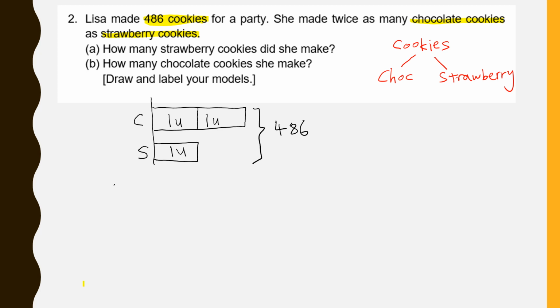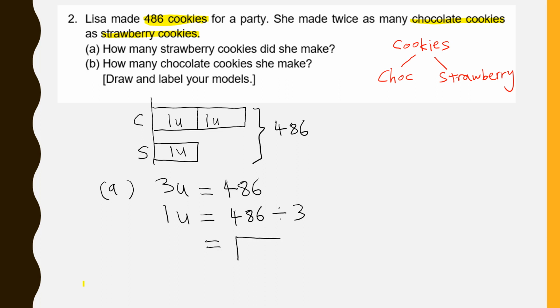Okay, so part A, they ask you how many strawberry cookies did she make. So ask yourself, the given total is 486. How many units are there in total? Now there are 3 units in total, and that equals 486. So therefore, 1 unit, which is the strawberry cookies, is 486 divided by 3. This part, I'm not going to do it for you. You are going to solve this yourself. I'm not going to give you the answer.